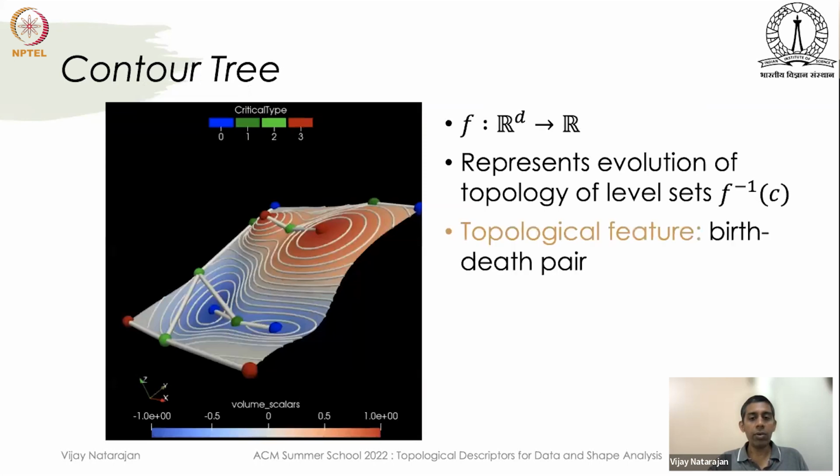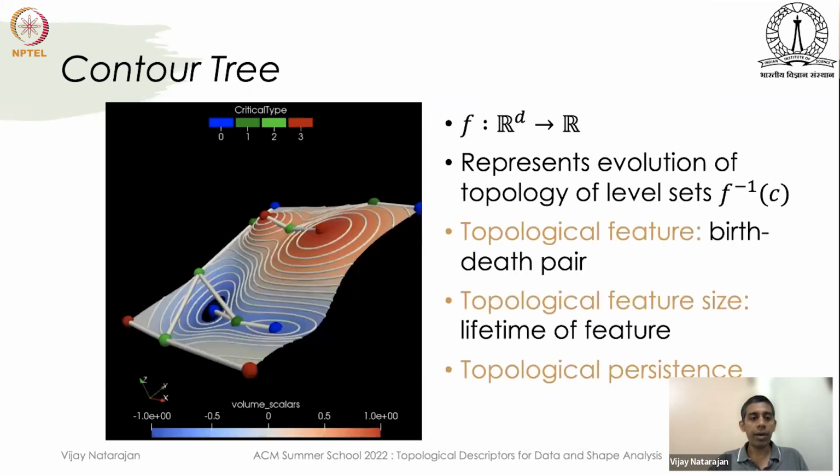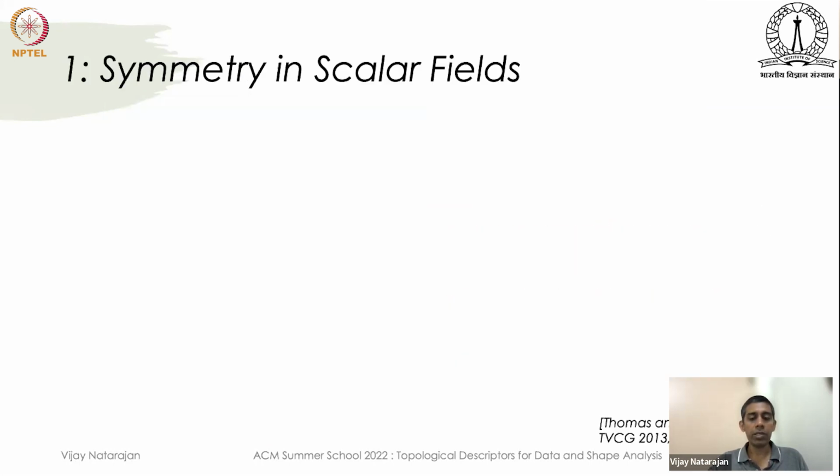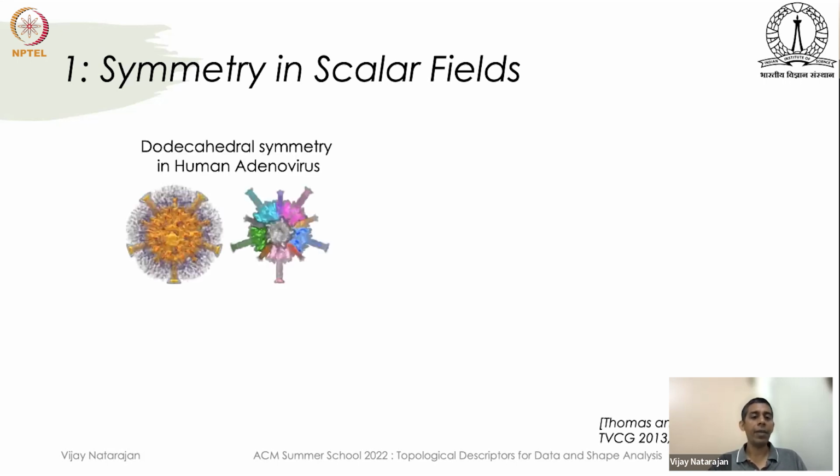I think we already covered the contour tree and its structure. So I want to jump to applications so that you get some sense, in the next 20 minutes or so, of different applications of the topological structures that we have seen so far, right? I want to start with an application that first got popular in graphics, essentially symmetry, right?